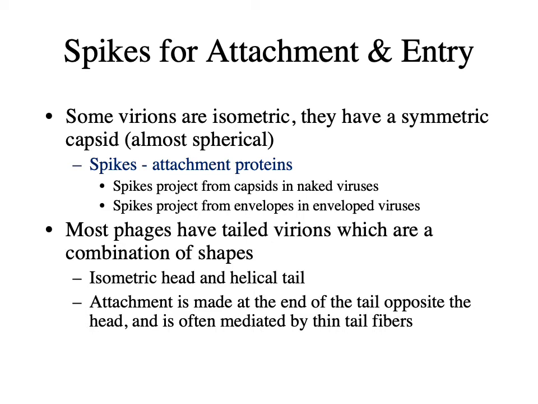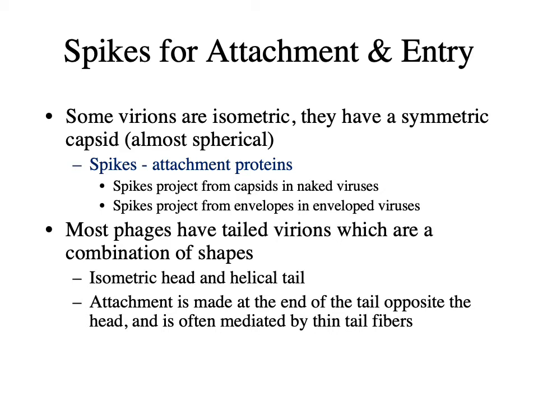Now, some virions are isometric. They have a very symmetric capsid, almost completely round in their appearance. And remember, some viruses can have spikes, which they can use as attachment proteins so that they can attach to their host cell in order to gain entry into that host cell. They can also use these spikes as a way to get out of the host cell. Now, if it is an enveloped virus, then the spikes will project from these envelopes. If it is a naked virus, then the spikes will project from the capsid itself.